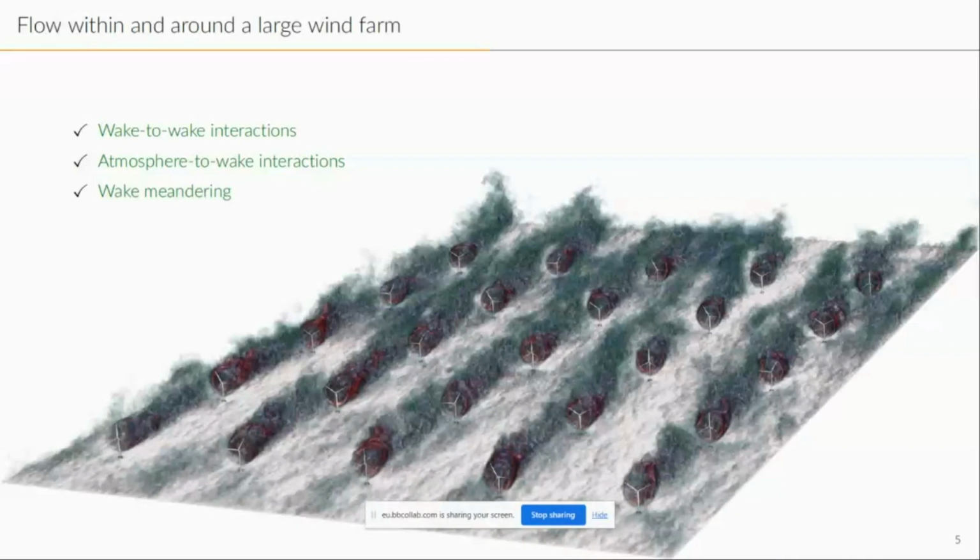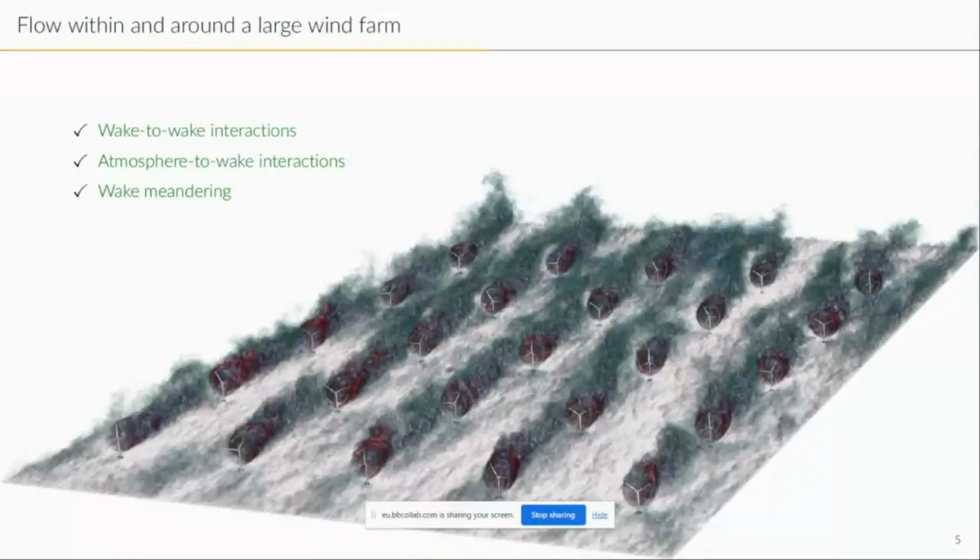What's very interesting to see here is that we are able to see a detailed visualization of the interactions between different turbine wakes, but also we're able to see how atmospheric turbulent structures impact and interact with those from turbine wakes.